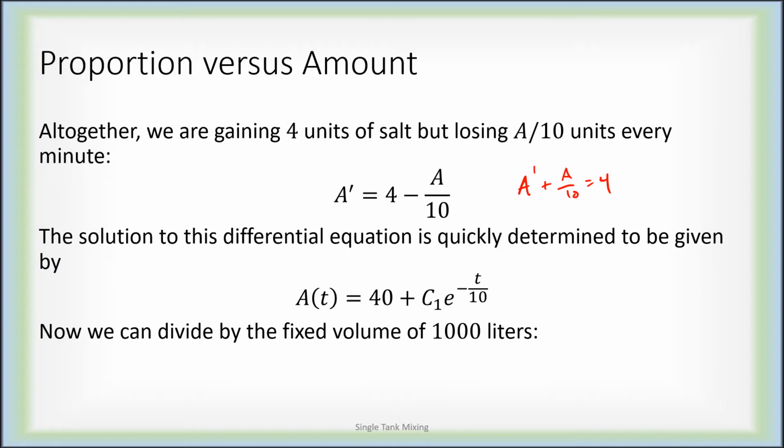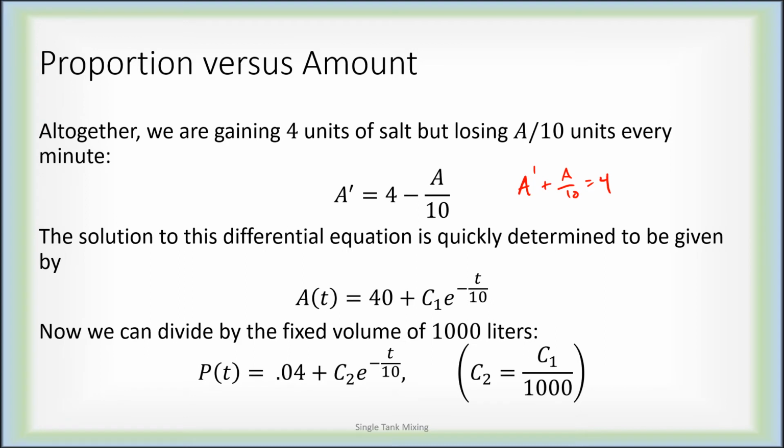Now we can divide the amount A of t by the fixed volume of 1,000 liters and get the proportion at time t, or the concentration of salt at time t, is given by 4% plus some constant times e to the minus t over 10. And there's an obvious relation between constants. This new constant is just the old one over 1,000, but hey, it's still a constant, so we're just going to write it as a new constant.